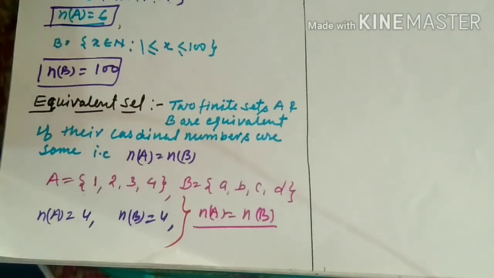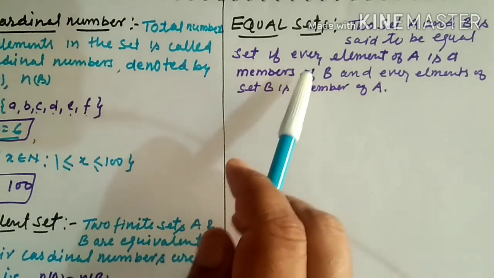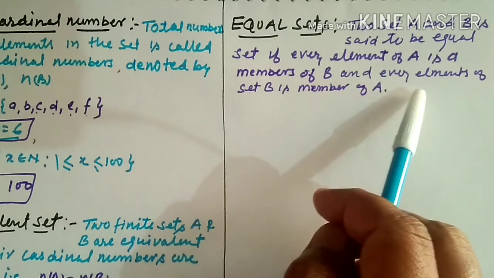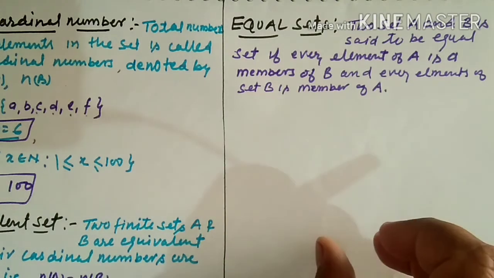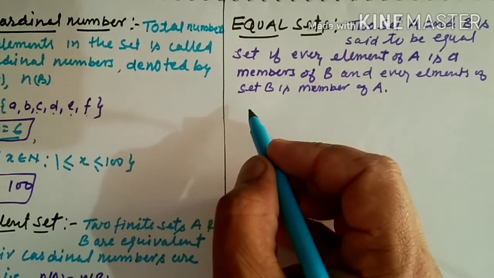Now we will understand equal set. So what is an equal set? Two sets A and B are said to be equal sets if every element of set A is a member of set B and every element of set B is a member of set A. It means every element inside set A is equal to every element of set B. Clear? We can take a similar example as in equivalent set.